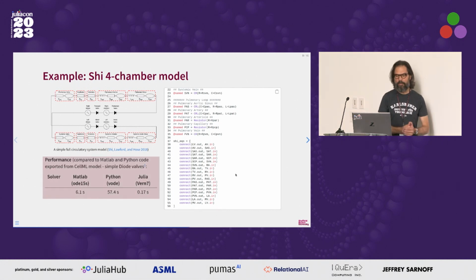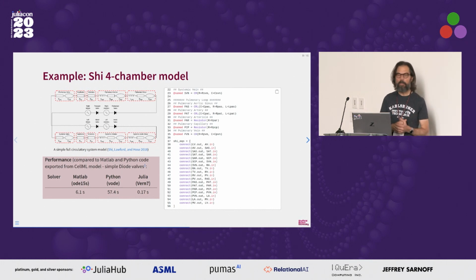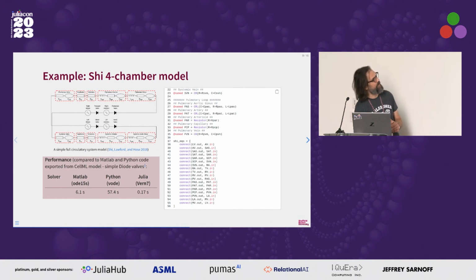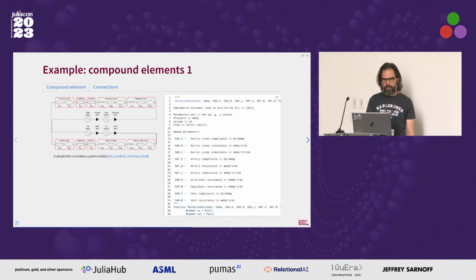And then benchmarking it against CellML, which is another popular modeling language for this kind of stuff, we get from 6 seconds down to 170 milliseconds for a run on this model. Or 57 seconds, I have to say, because we have compared to Python before. So that is the speedup we got for this complex model.